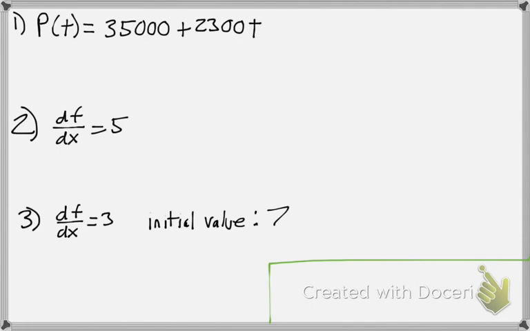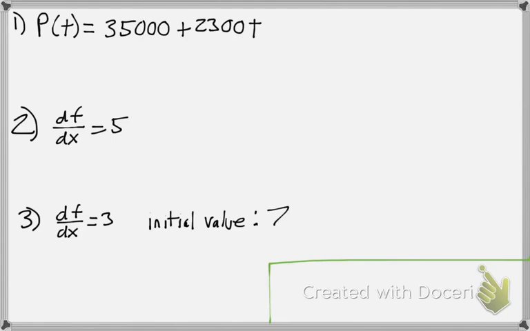Question number 1 says the profit P in dollars as a function of time T in years for a certain company is given by the linear function. Write the equation of change for the profit for this company.